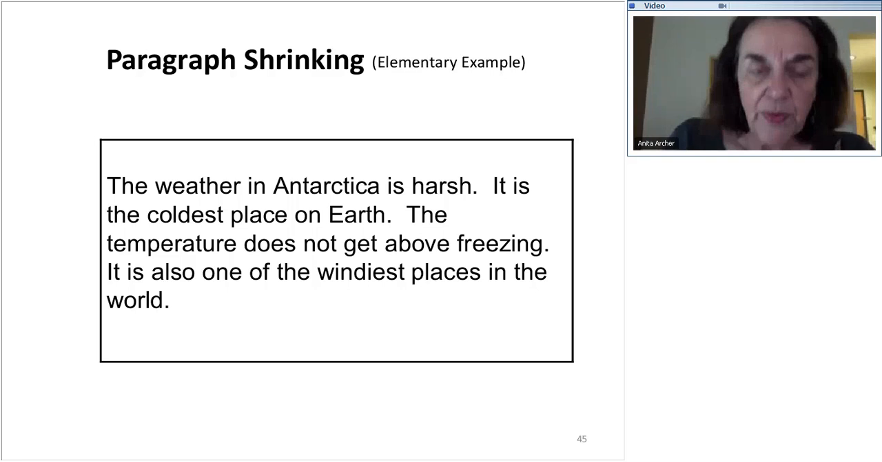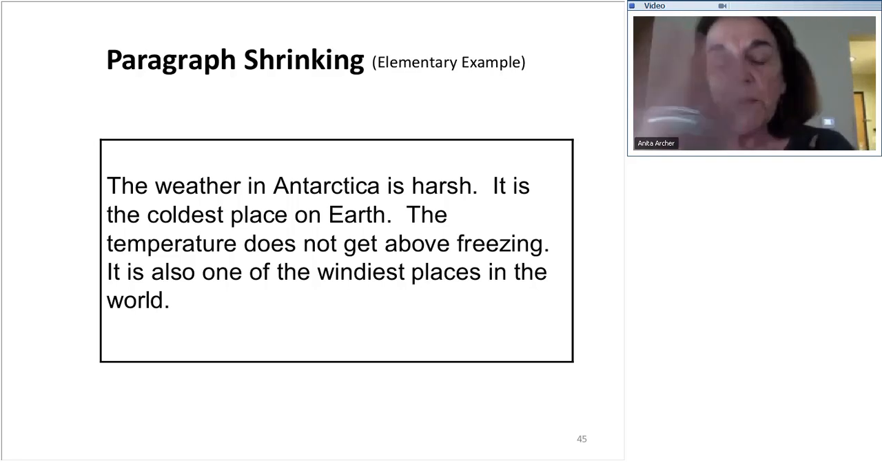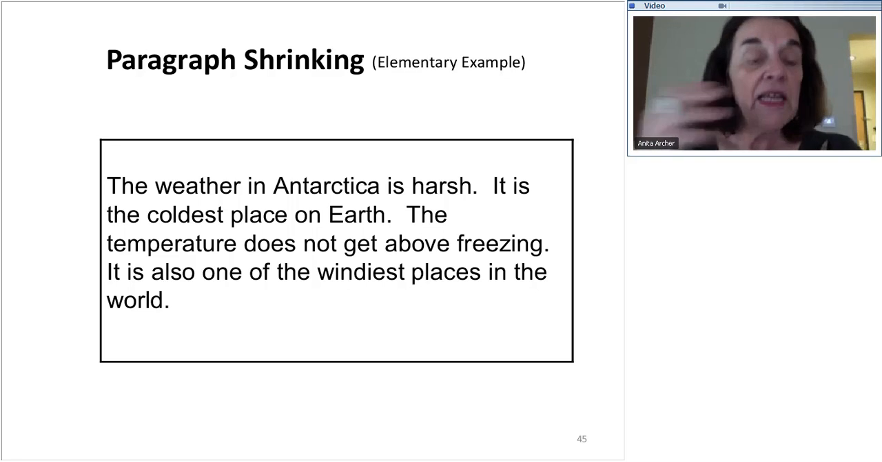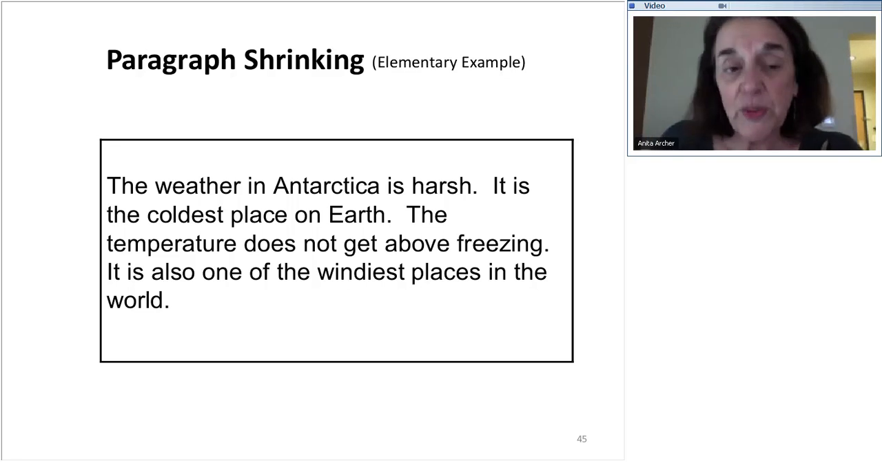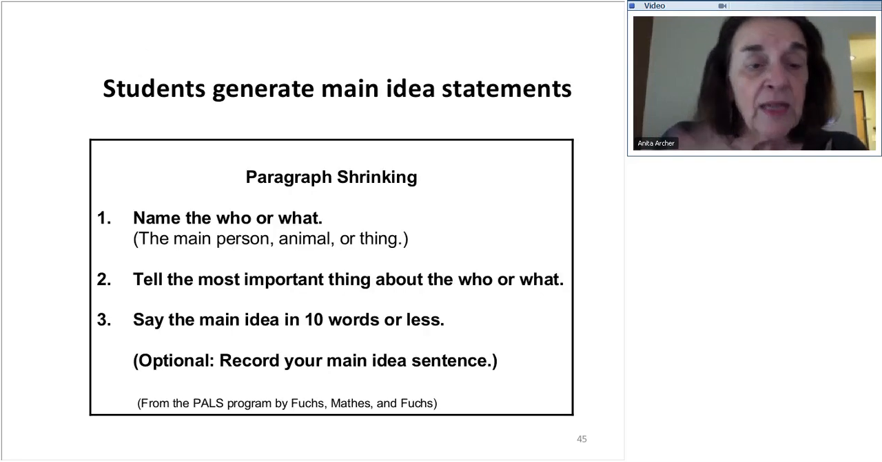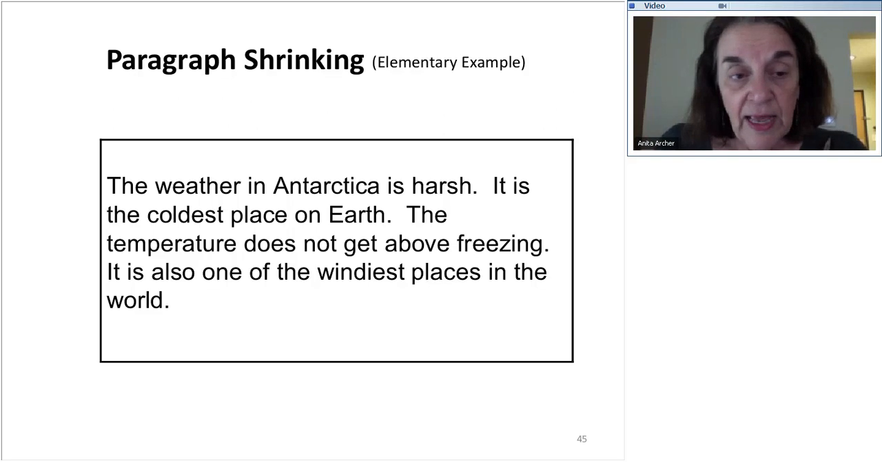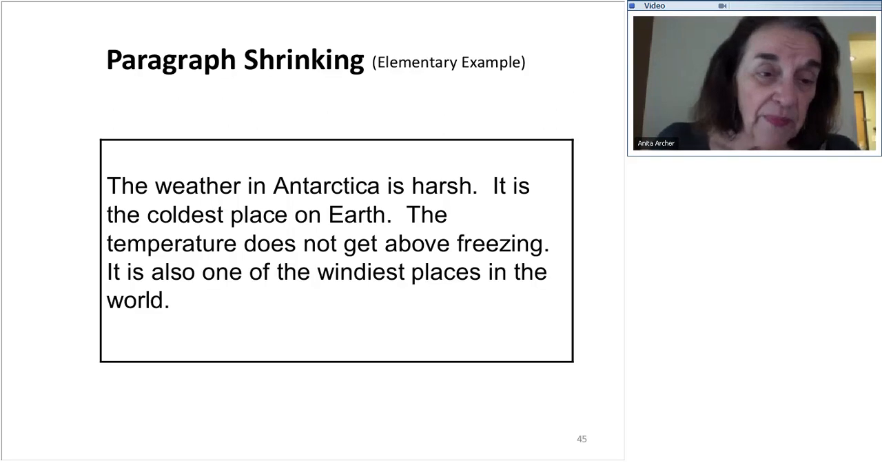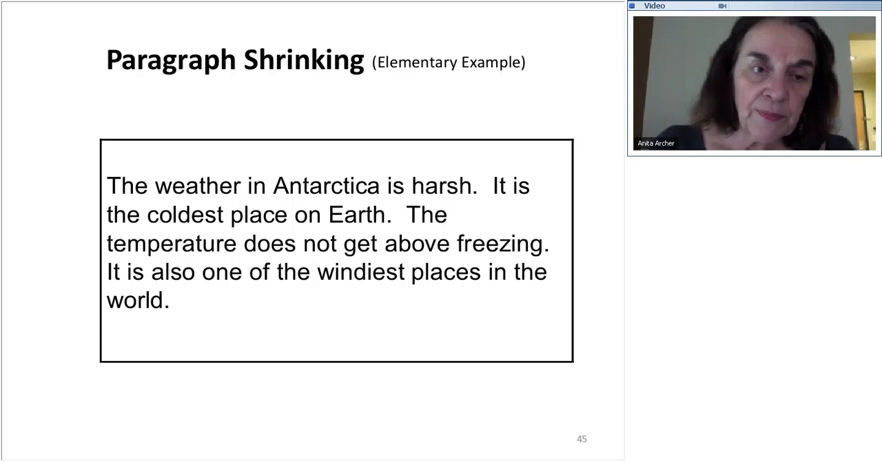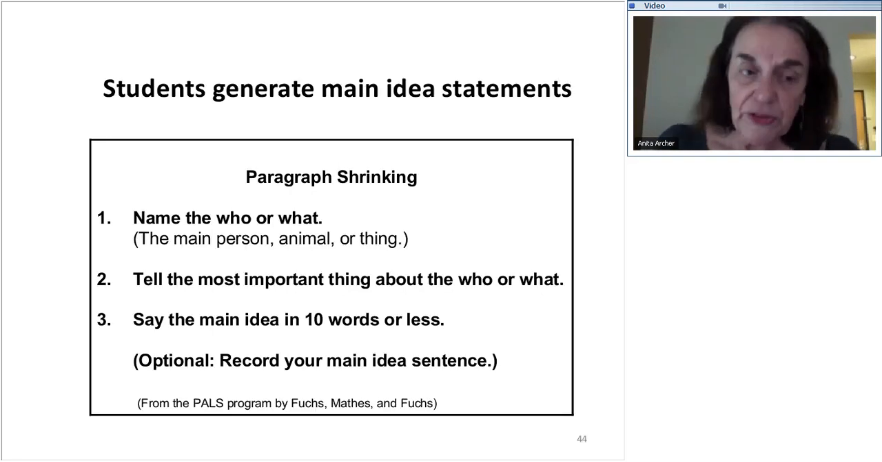Okay, so we read that paragraph, and then either my partner or the teacher, if I'm just learning it, the teacher is going to ask, but if I am very facile at it, I might do this with a partner, is going to ask me to name the who or what. And so I say, well, the whole paragraph is about the weather in Antarctica. And then my partner or the teacher says, tell the most important thing about the who or what.